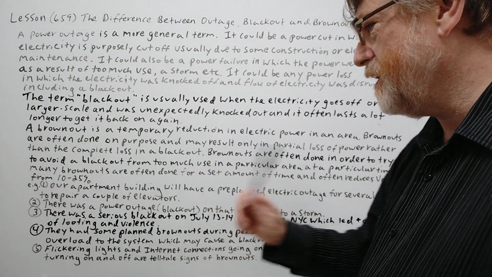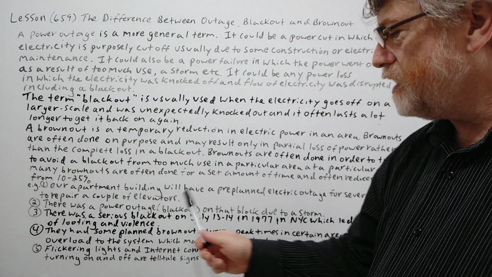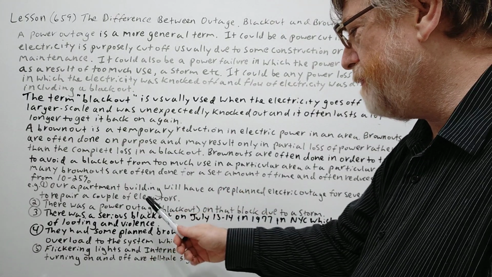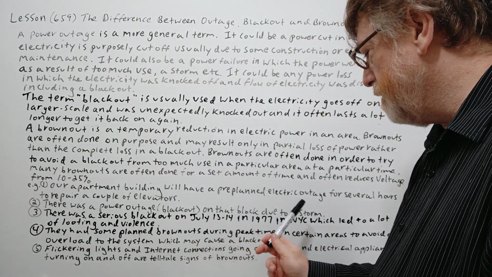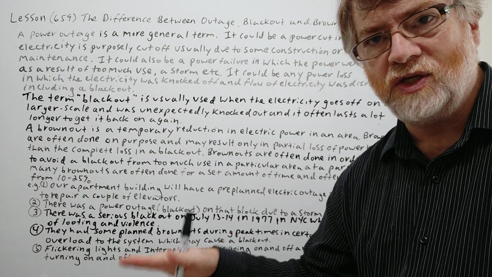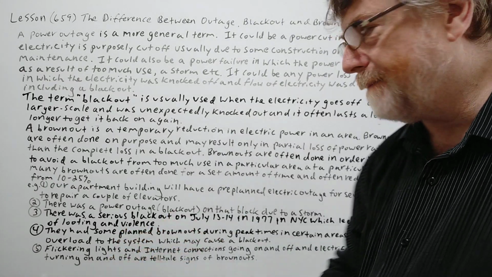All right, here's the second one. There was a power outage on that block due to a storm. See, here I have the blackout here, so there's crossover here. You could say there was a power blackout on that block due to a storm. So both could be used here in this situation because, like I say, all blackouts are an outage anyway.